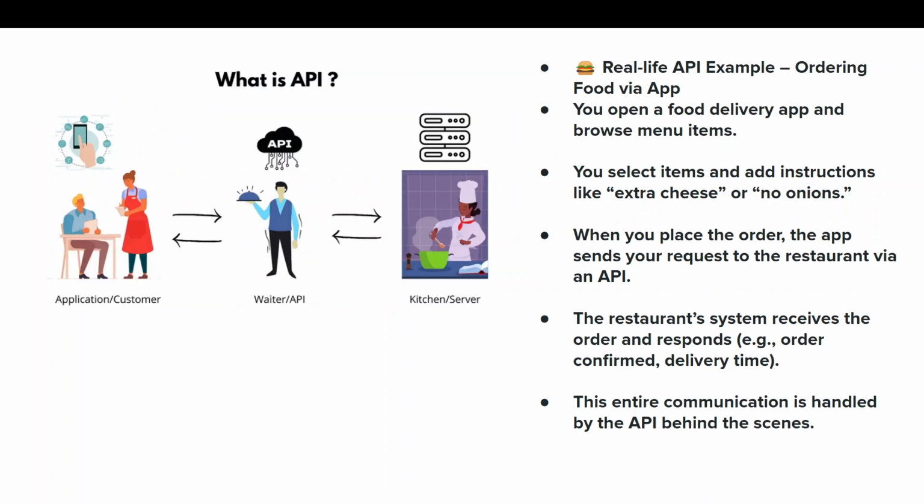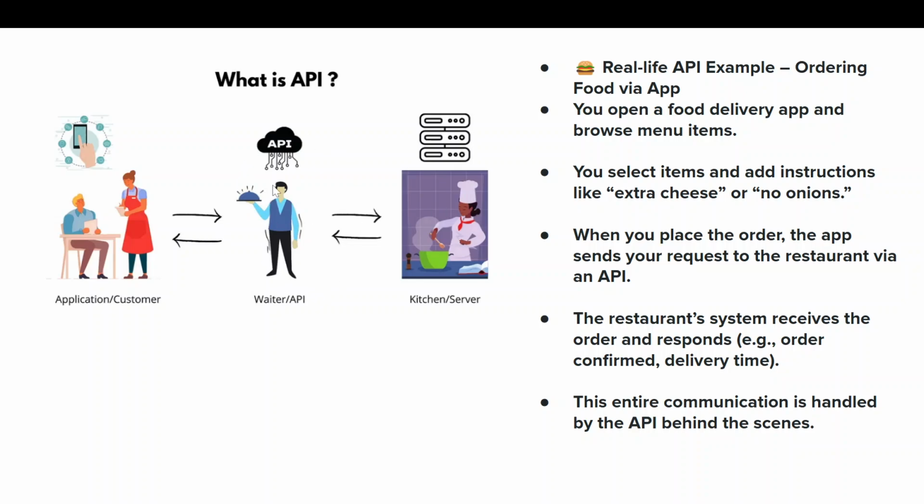One more real-time example we can give is ordering food via an application. Whenever you open any food delivery application and browse menu items, as a customer, we will open that application and browse the menu items. After that, we select the item and add instructions like extra cheese or no onions, etc. And when you place that order, the application will send your request to the restaurant via API.